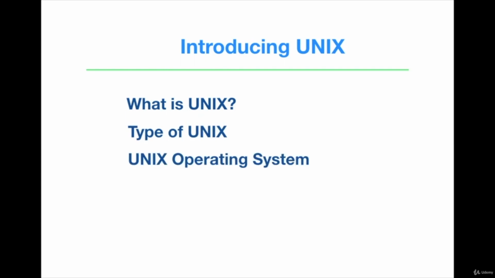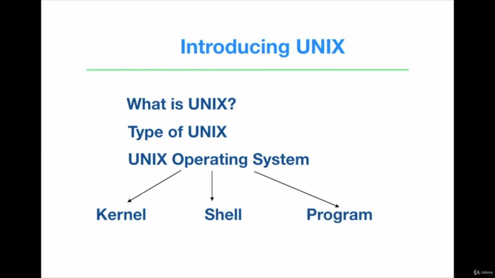Unix operating system. The Unix operating system is made up of three parts: the kernel, the shell, and the programs. The kernel of Unix is the hub of the operating system. It allocates time and memory to programs and handles the file store and communications in response to system calls.